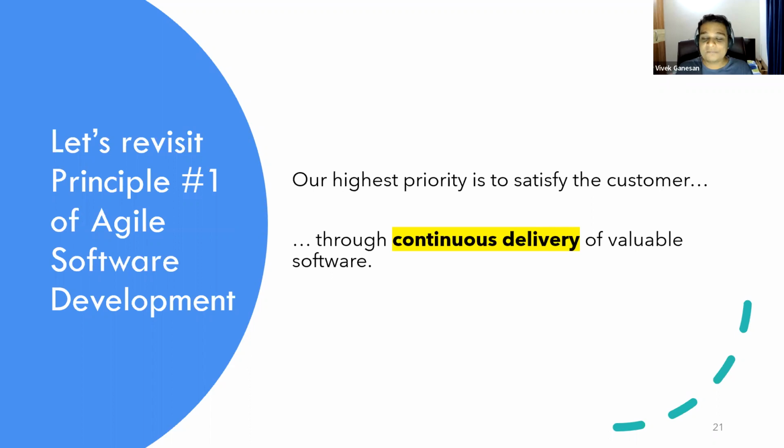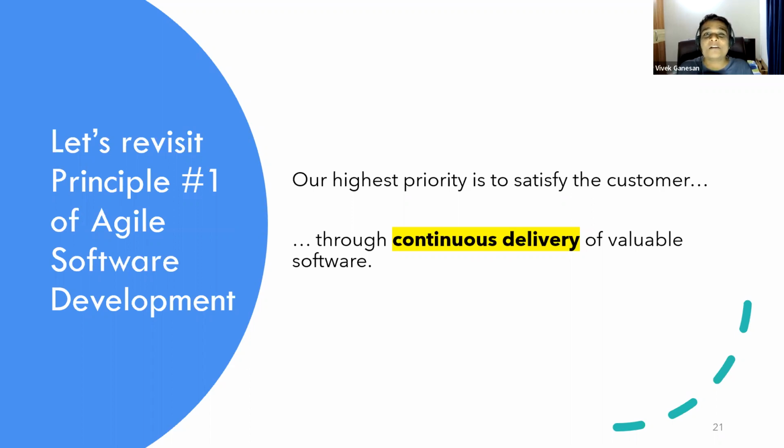Continuous delivery was a term which was at least used as early as 2001. 2001 was when these principles were written. In 2001, they envisioned continuous delivery. Continuous delivery is a very big buzzword today, and we still say, okay, our team is agile.